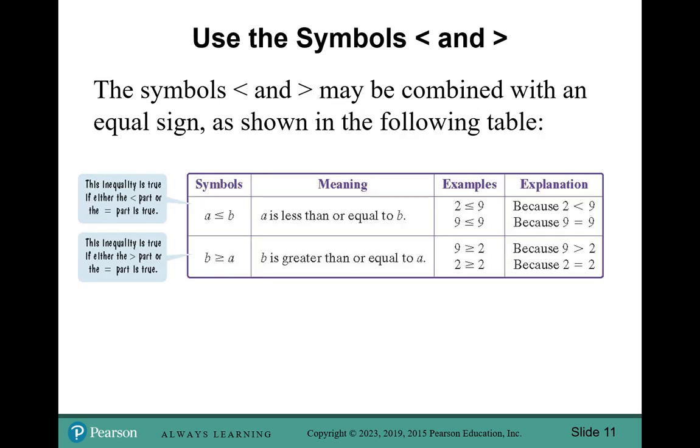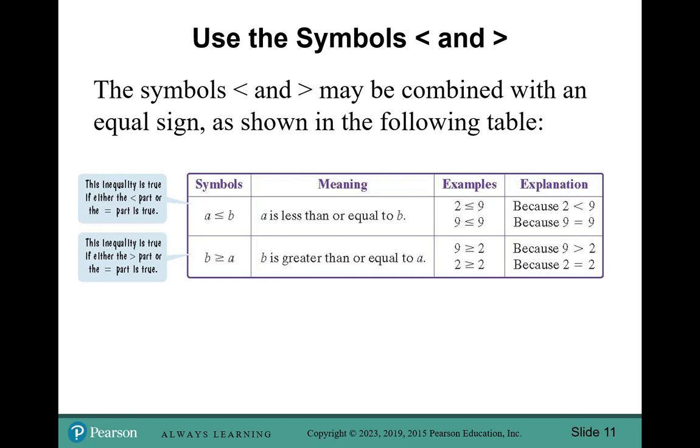The symbols less than and greater than may be combined with an equal sign, as shown in the following table. The inequality is true if either the less than part or the equal to part is true. So here it says A is less than or equal to B. Examples: 2 is less than or equal to 9, and 9 is less than or equal to 9. Both statements are true because only one part of this inequality has to be true. So 2 is indeed less than 9, so the less than or equal to holds. 9 is indeed equal to 9, therefore 9 is less than or equal to 9 holds.